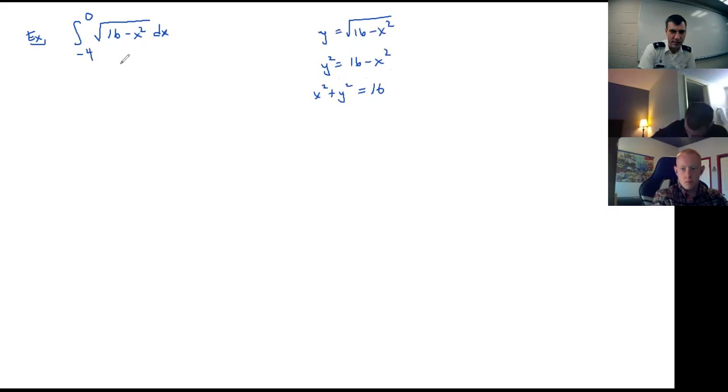So I can graph this. This is -4, this is +4, this is also 4. It looks like this. And what part of my half circle do I want? From -4 to 0, this little part over here, right?